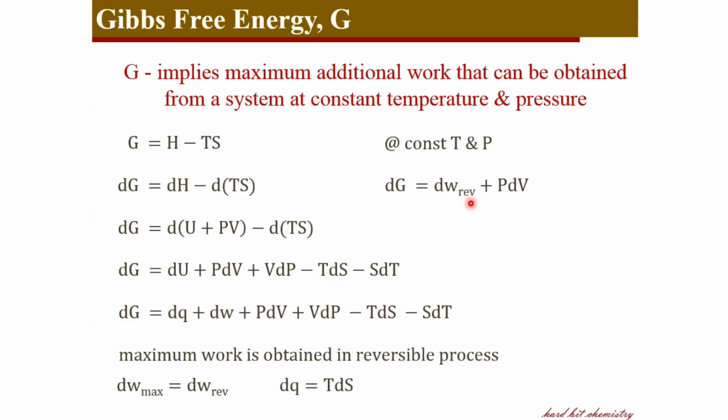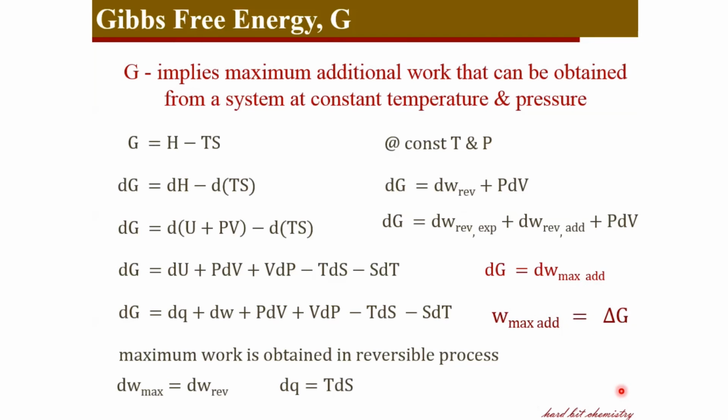And we know the reversible work includes both expansion work and non-expansion work. So at the reversible condition, I just split this work into the expansion work and the additional work or non-expansion work, and the expansion work is minus PdV by definition. Therefore dG can be equated to the maximum additional work or maximum non-expansion work, and therefore the change in free energy during a process gives the maximum additional work that the system can perform at constant temperature and pressure conditions.